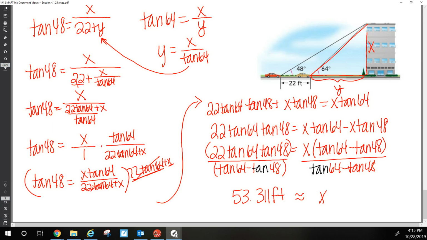All right, that's it for 4.1.2. Tomorrow in class, you're going to do an activity that incorporates what we did today in class, and then these application problems.